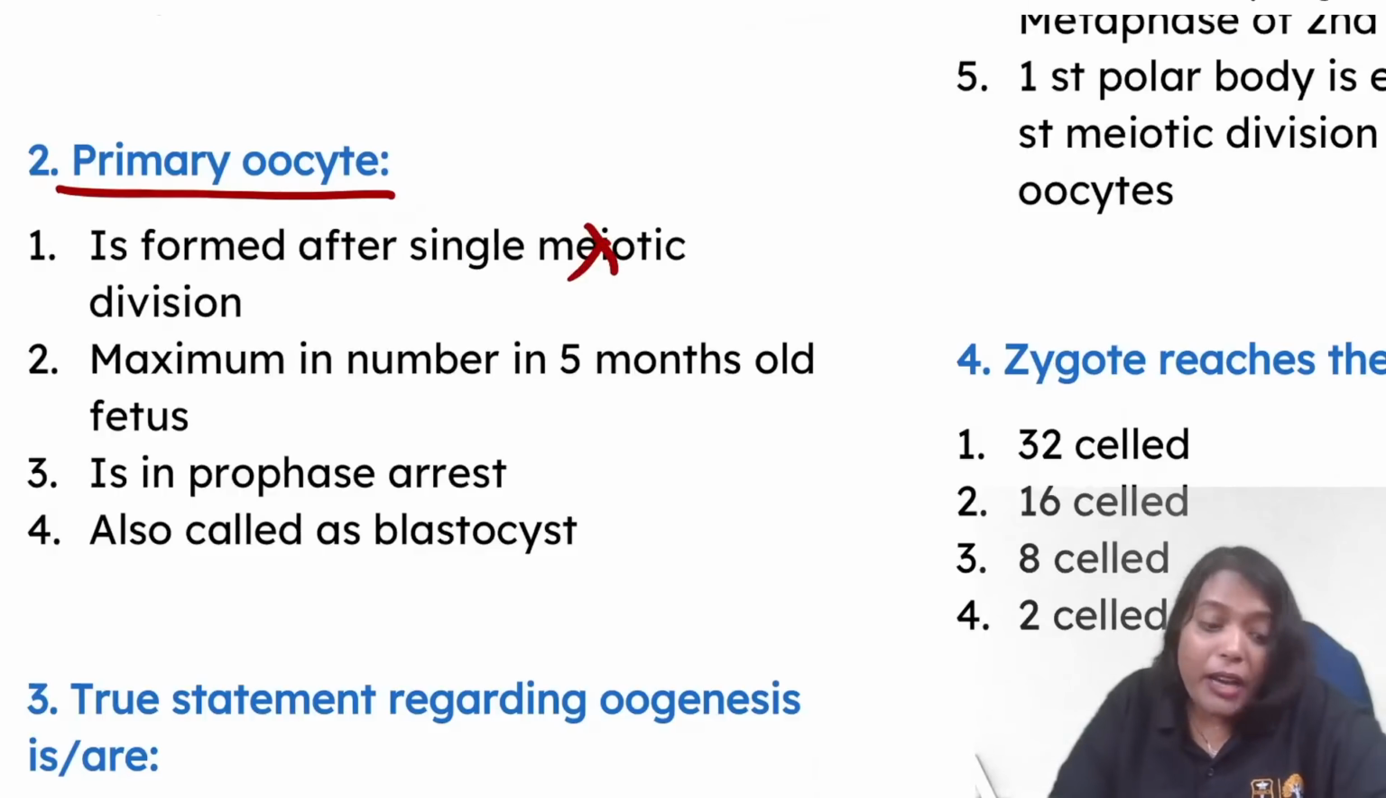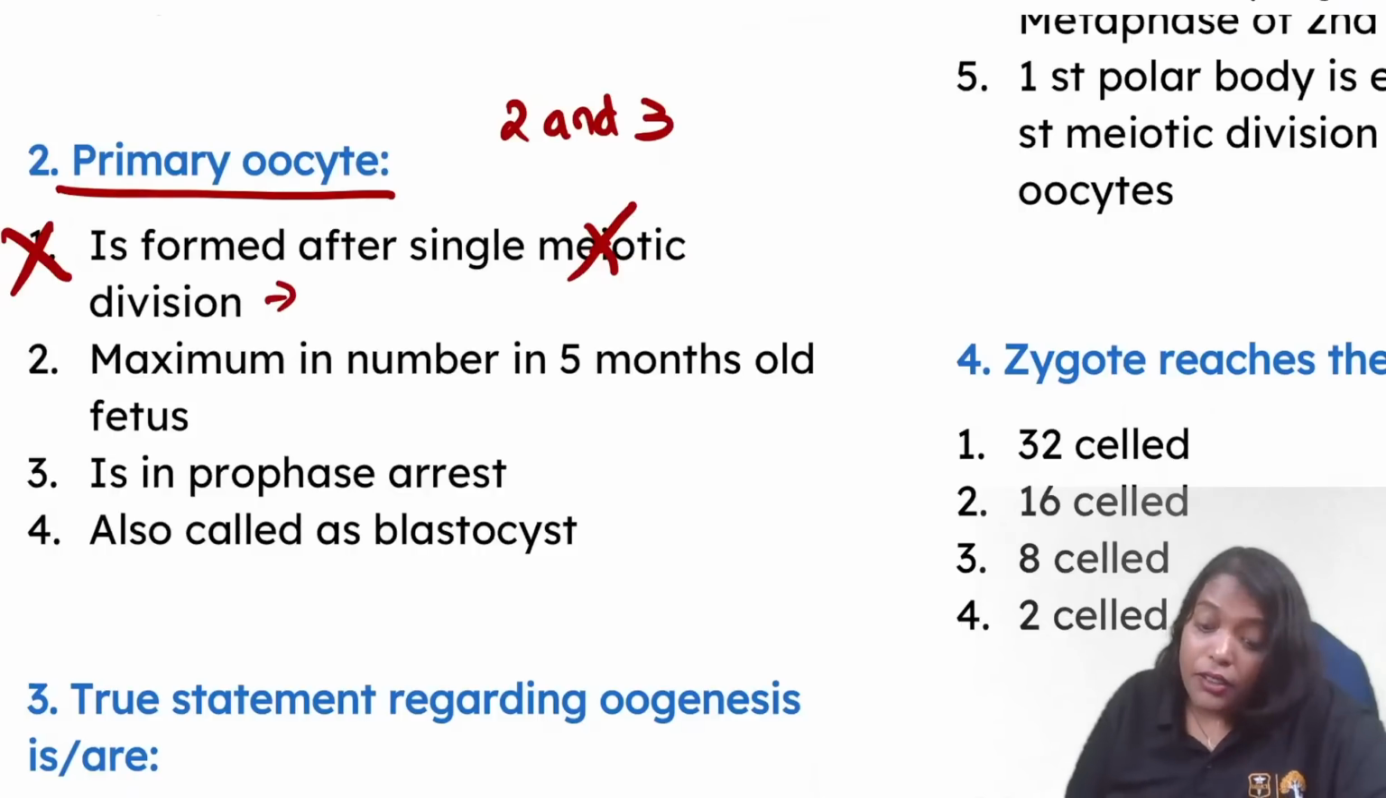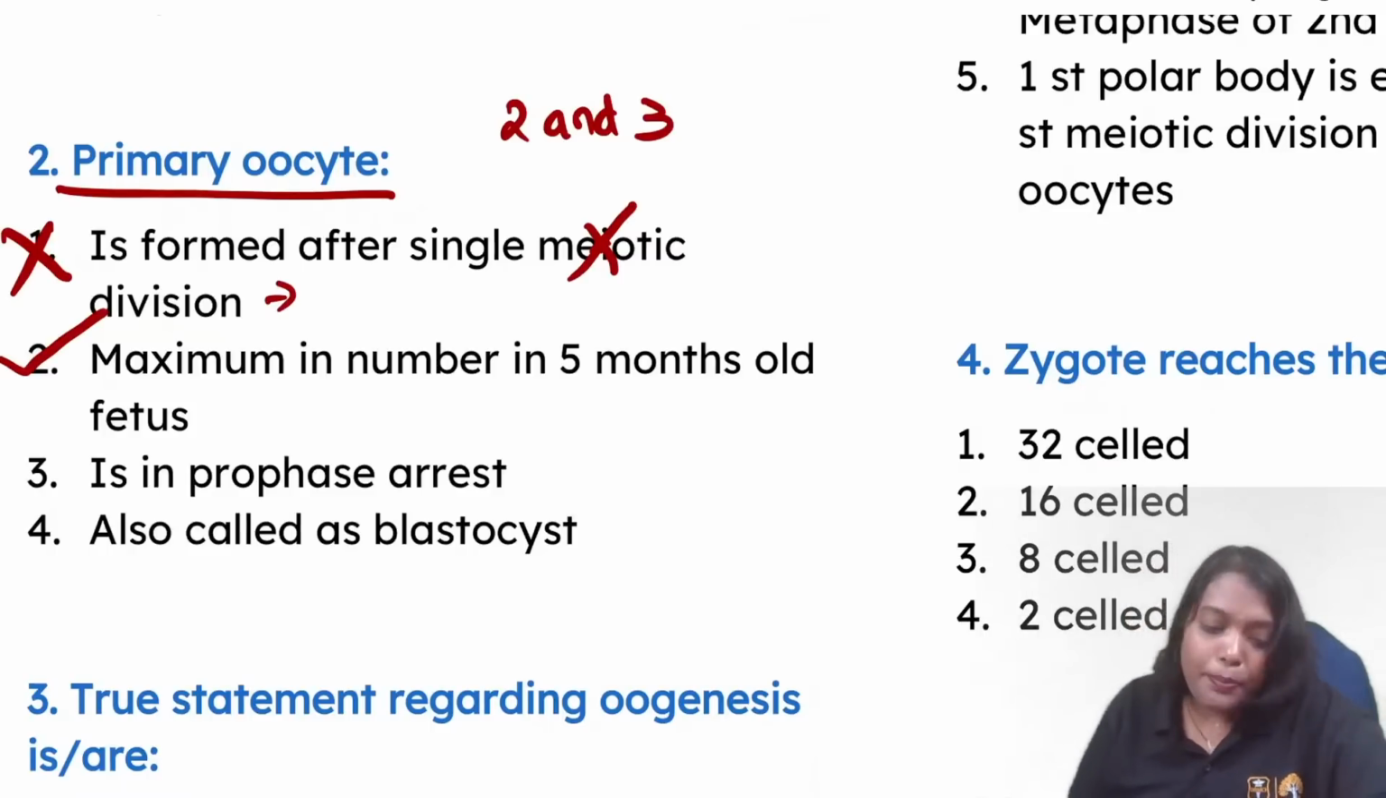So "primary oocyte is formed after single meiotic division" is a wrong statement. It is not formed after a single meiotic division; it is formed after a single mitotic division. So the first sentence is wrong. I have the answer here, 2 and 3, by Spurti. Let us see. Yes, the first option is wrong. Primary oocyte is maximum in a 5th month old fetus, which is absolutely correct because it is around 6 to 7 million in a 5th month old fetus.